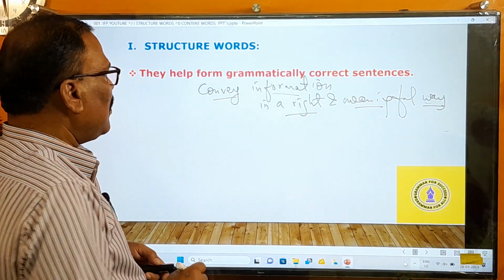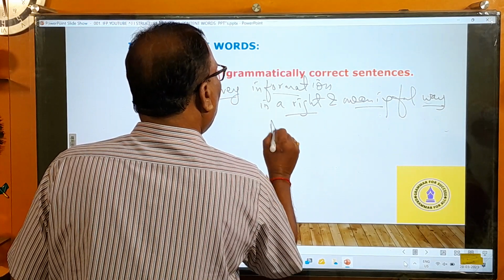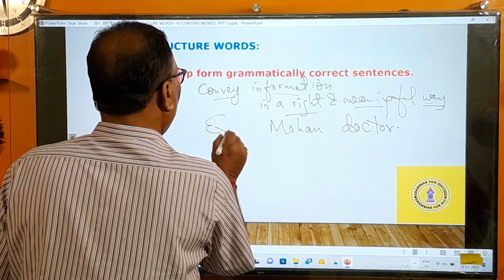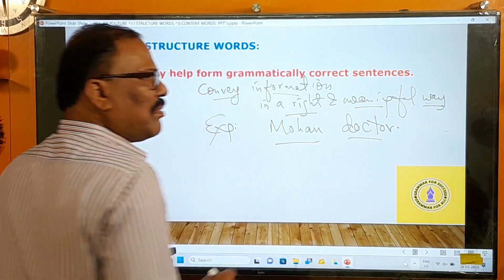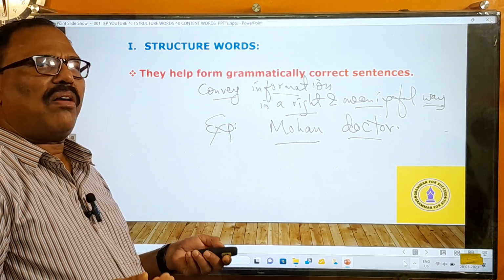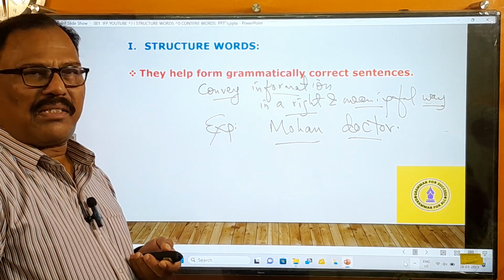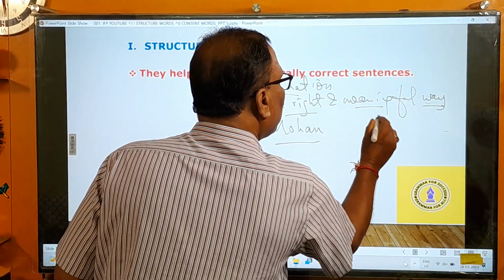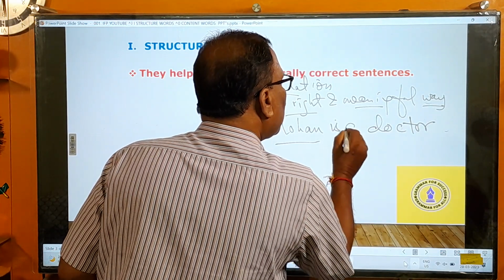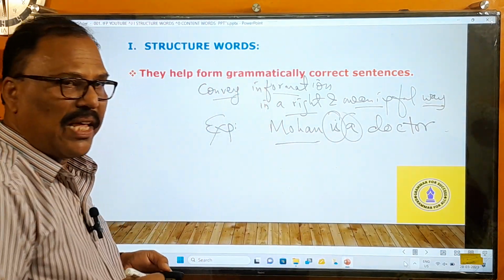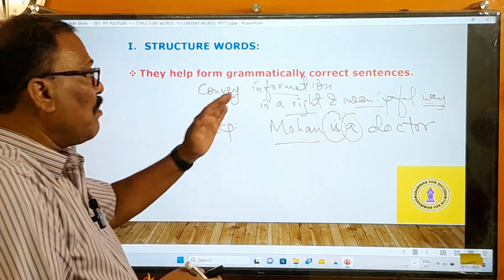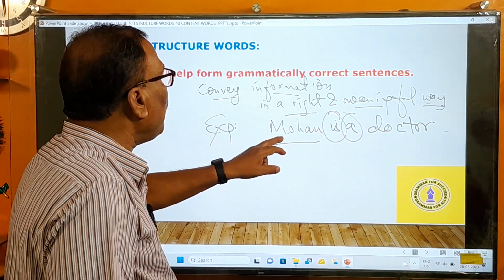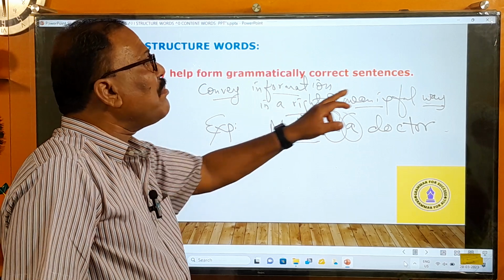How? See, I'll give you two examples. Mohan, doctor. What do you understand from these two words? Individually, they have got their own meaning, but as a whole, they don't make any sense at all, right? And now, if I say Mohan, is a. If I use these two words in that, it makes a beautiful sentence. Mohan is a doctor. Now this is a beautiful sentence. So in this way, they help convey information in a right and meaningful way.